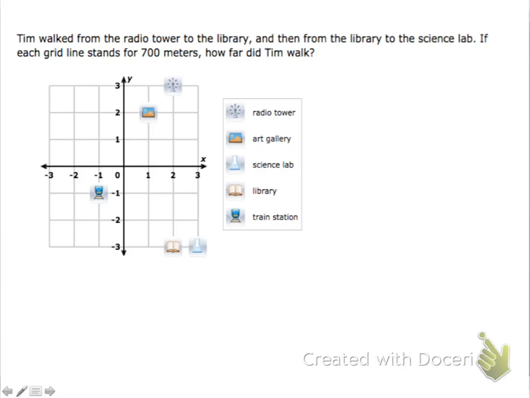We have one last example, and this one's a little bit harder. Tim walked from the radio tower to the library, and then from the library to the science lab. If each grid line stands for 700 meters, how far did Tim walk? Well, the first thing we have to do is find out how many units, or how many grid lines, Tim walked. So he started in the radio tower. The radio tower is this one here, so we'll start here. Then he goes to the library, which we'll mark in yellow. The library, which is down here. And then from the library to the science lab, which is down here.